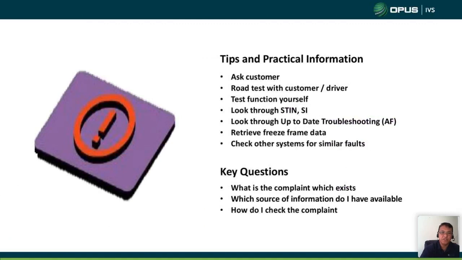So, tips and practical information: ask the customer, and then road test with the customer or the owner if possible. Test the function yourself to see if the complaint is really there, and look through service technical information, or any troubleshooting guide that you can get, and retrieve the freeze frame data and check for other similar faults. And the key questions are: what is the complaint? Which source information do I have available? And how do I check the complaint?